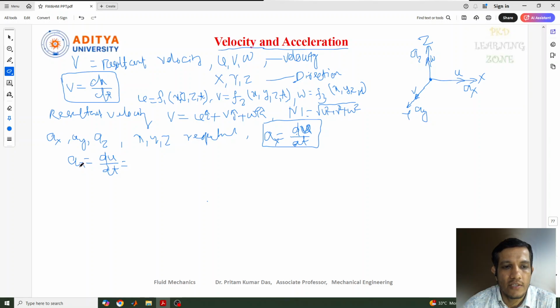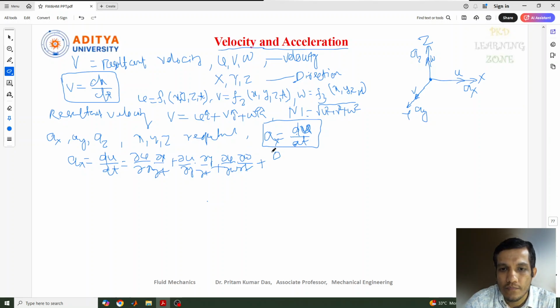Now this acceleration du by dt, we can also write in differential form, like del u by del x into del x by del t, plus similarly in terms of y, del u by del y into del y by del t, plus similarly del u by del z into del z by del t, plus del u by del t. So these are the things that I have written here.